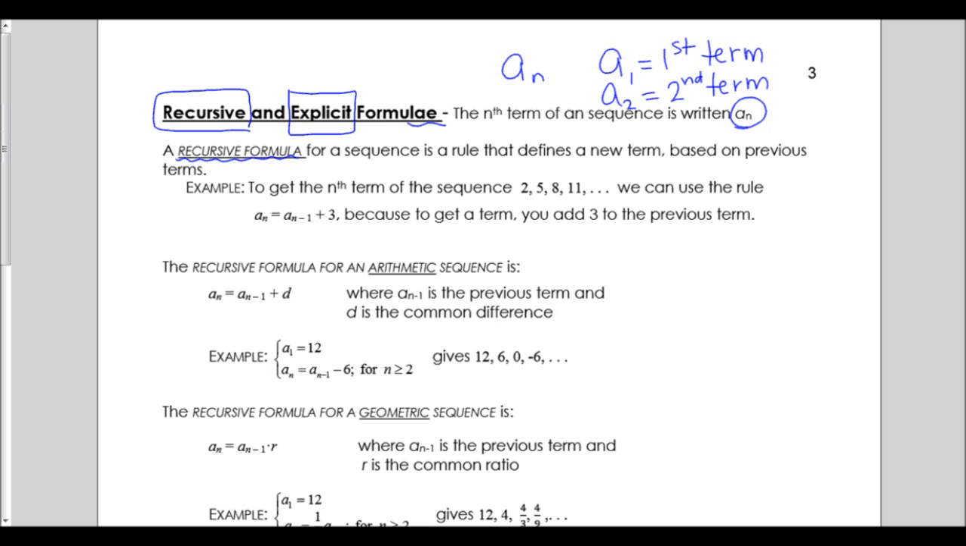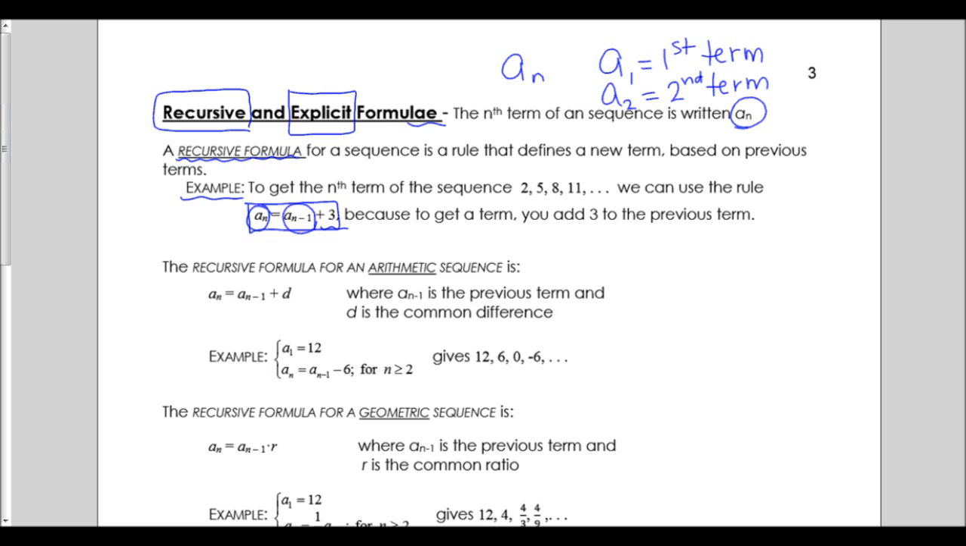Here's an example. To get the nth term of the sequence 2, 5, 8, 11, we can use the rule, and let me read this to you. a sub n equals a sub n minus 1 plus 3. So a sub n, that was the nth term. A sub n minus 1 would be the term that was 1 less than the one before it, so that's the term before it. So if you're looking for the 5th term, the term before it is the 4th term. And then the plus 3 tells me what I do every time to get the next one.